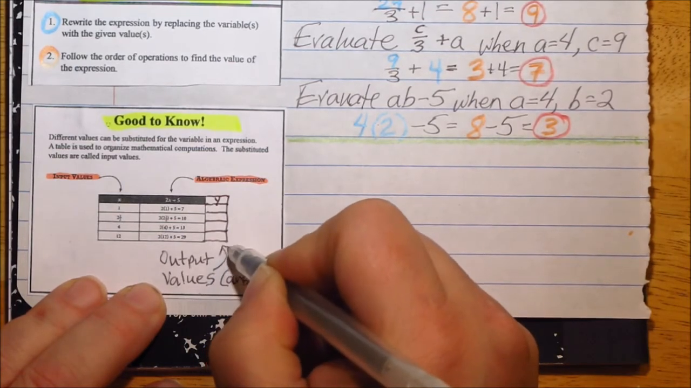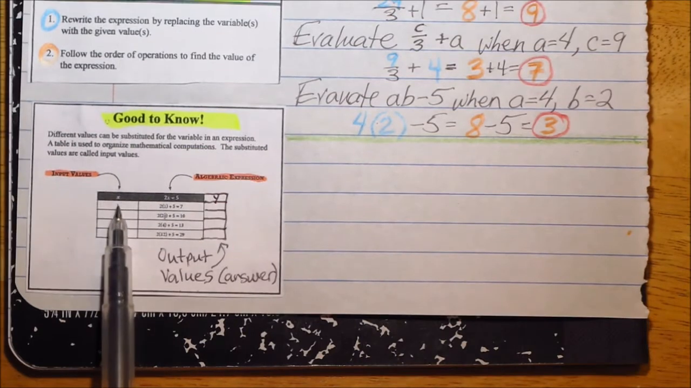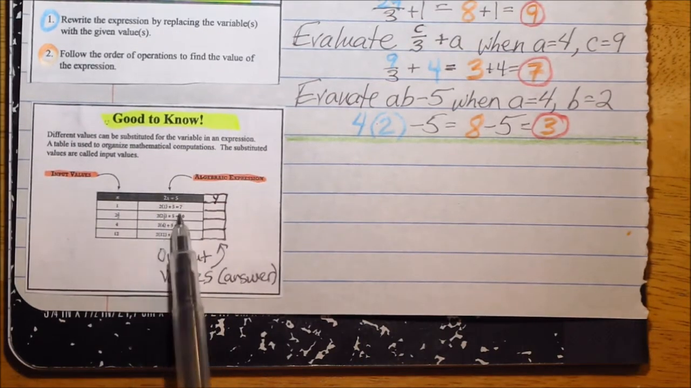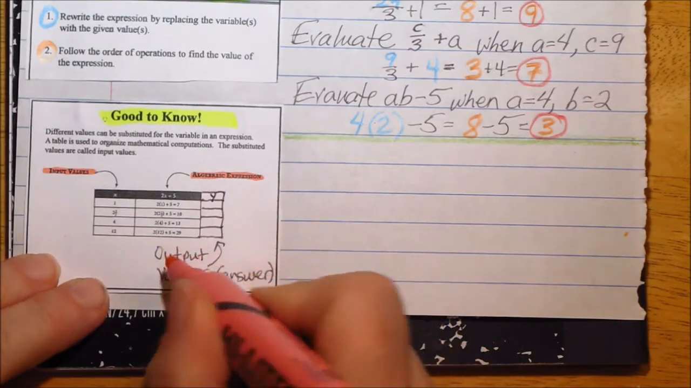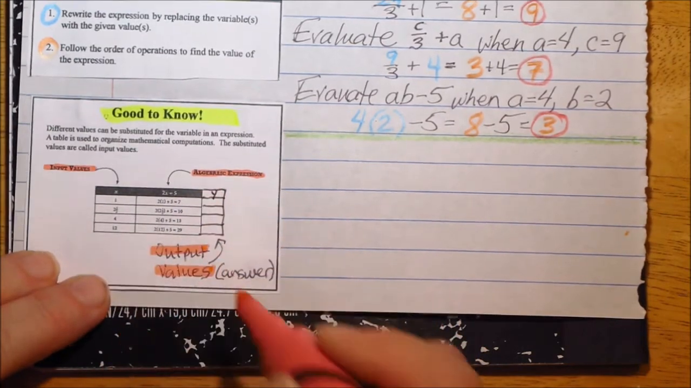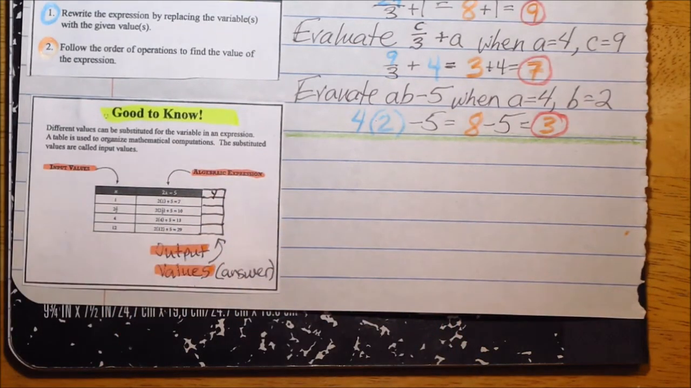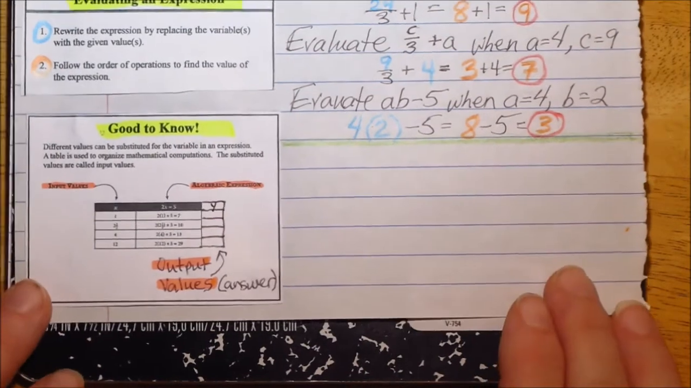Output values are in this Y column. So X goes in, the machine calculates it all out, that's the expression, and your answer that comes out is Y. I'm adding that on there because I don't really want to introduce to you at this point the concept of input-output, but that's what's happening here, so I'm going to go ahead and do it.